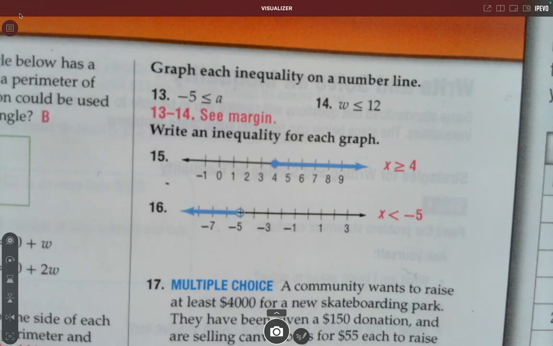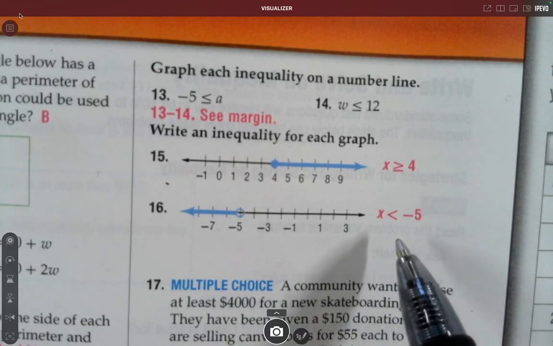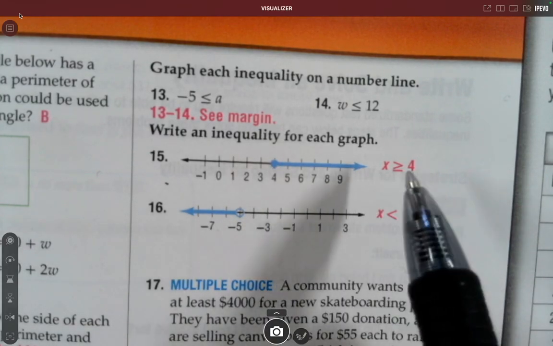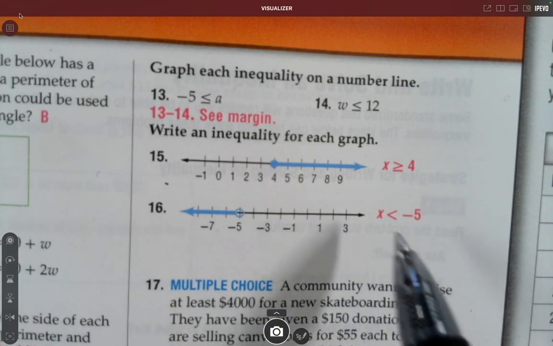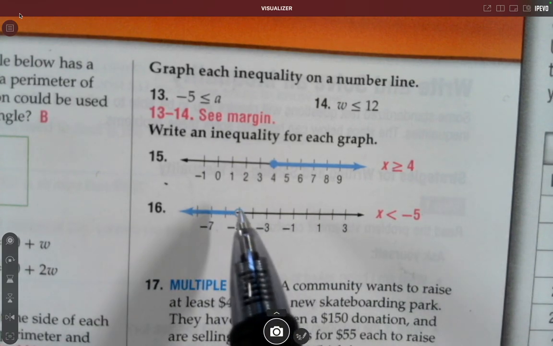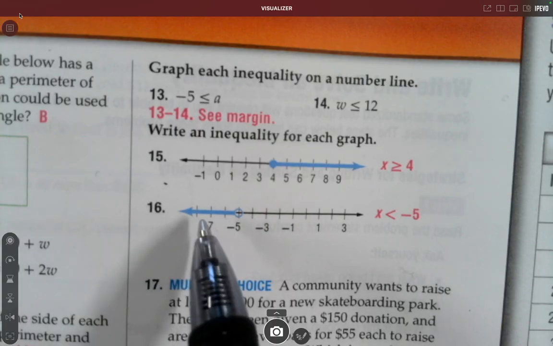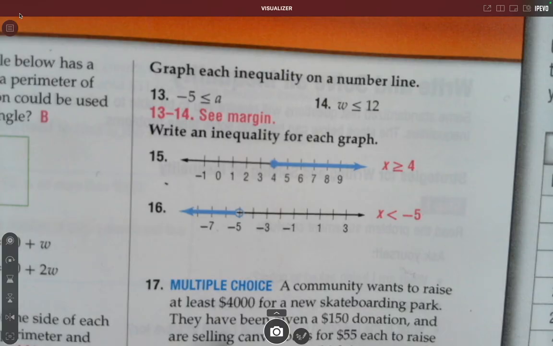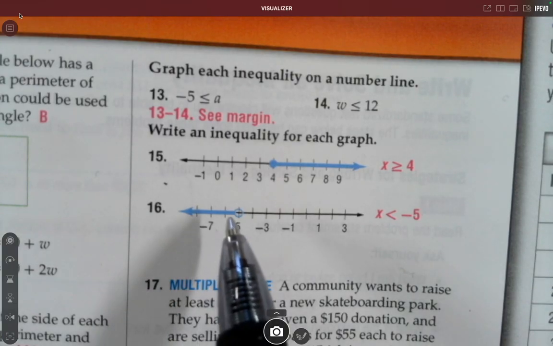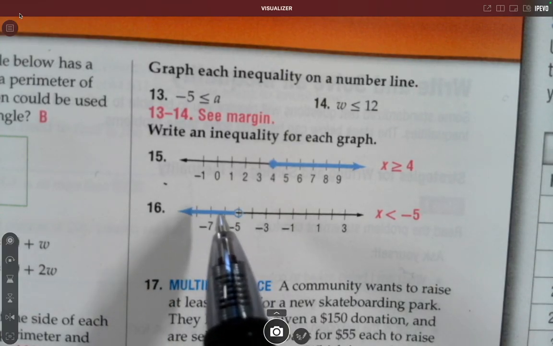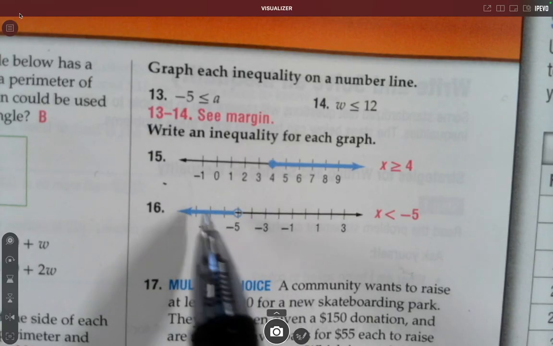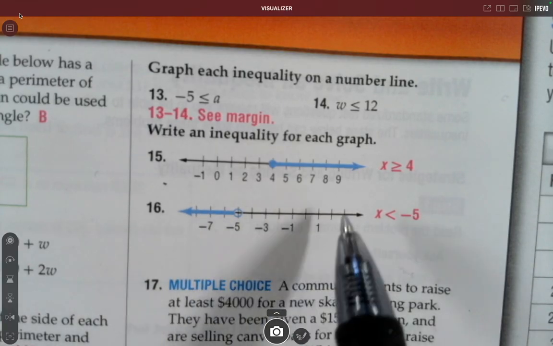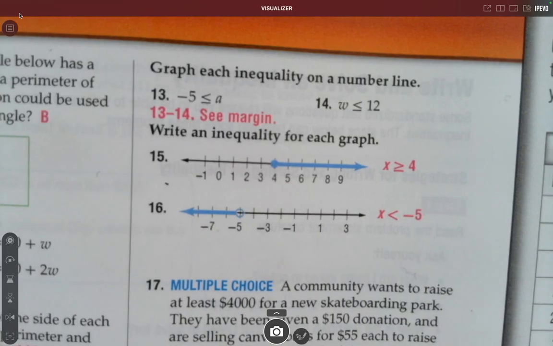Now on 16, we have an open circle at -5. So I know I should not put an or equals to. Closed circle, or equals to. Open circle, you do not put or equals to. And that shading to the left, which you notice this arrow and that inequality sign are both facing the same direction. So since these numbers are less than -5, they're being shaded, we'd say x is less than -5.